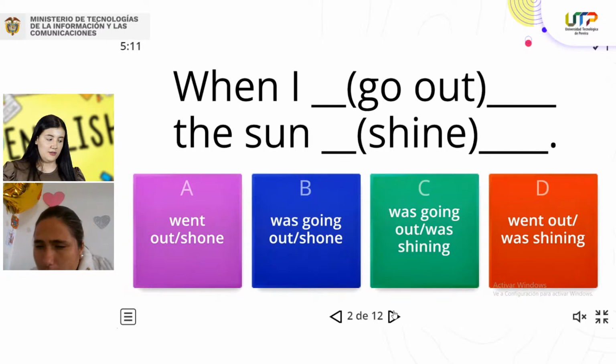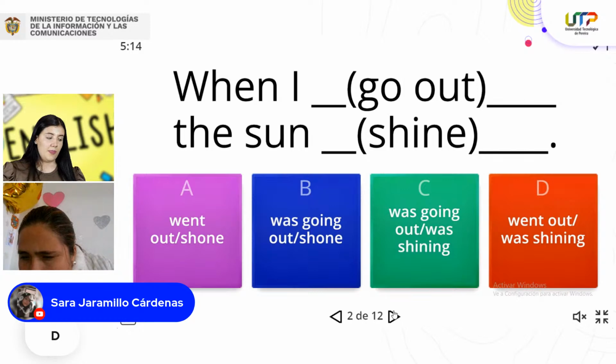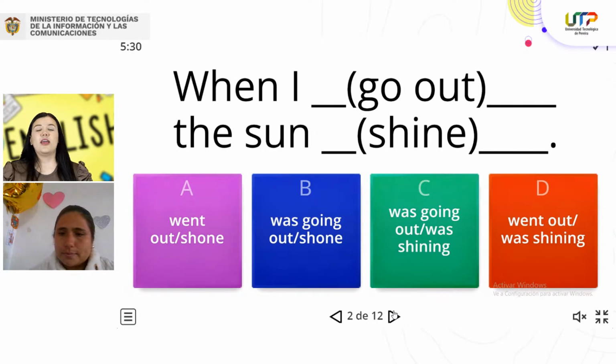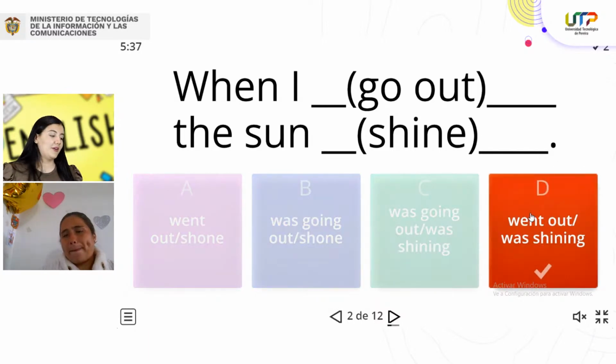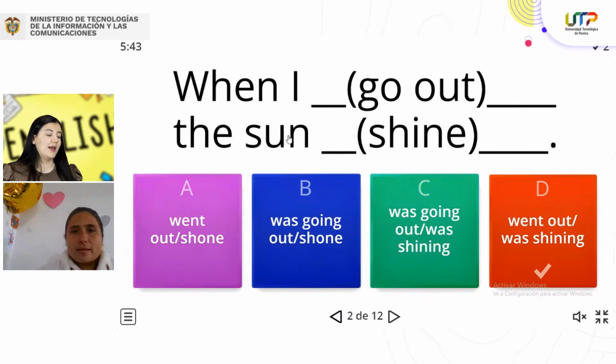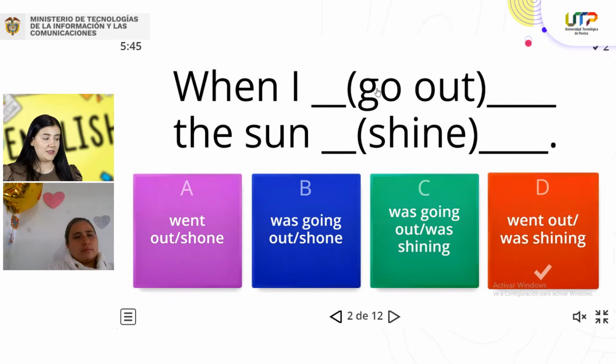Okay. Isabela Alzate, D. Daila Pinilla, D. Mario, D. Luz Marina, D. Camila Delgado, F. Valeria Ocampo, D. Okay, I think most of them said D, right? So let's see. All right, very nice. Excellent. Yes, that is correct. When I went out, yes, that is supposed to be the interruption.